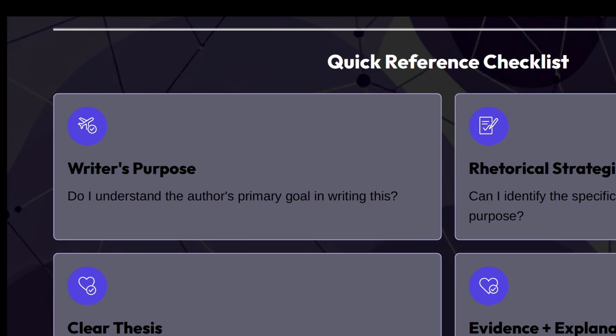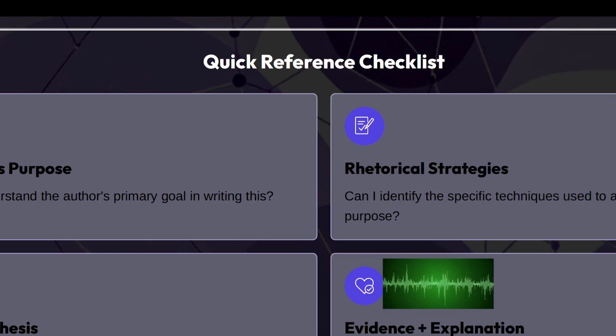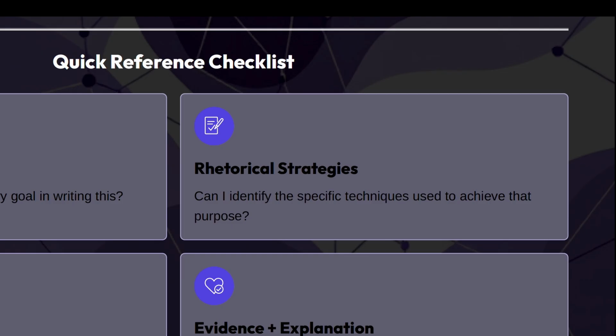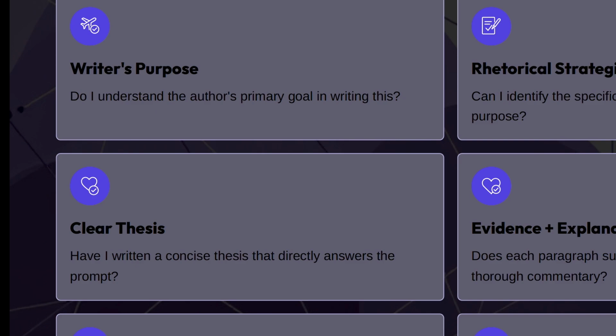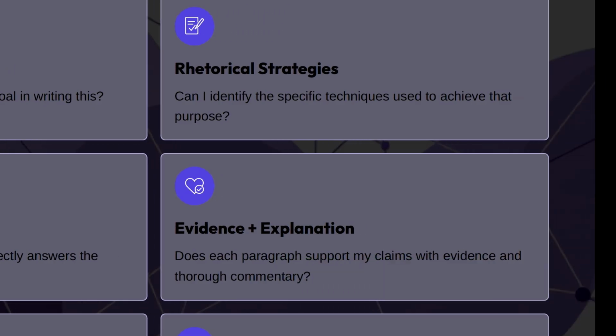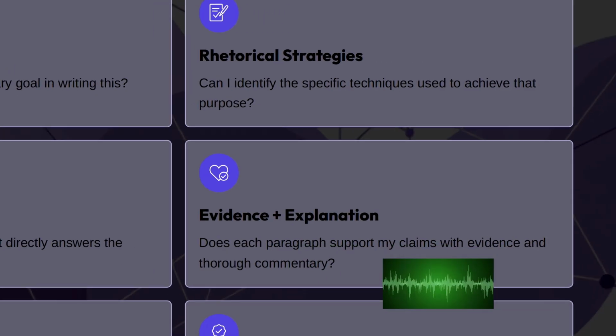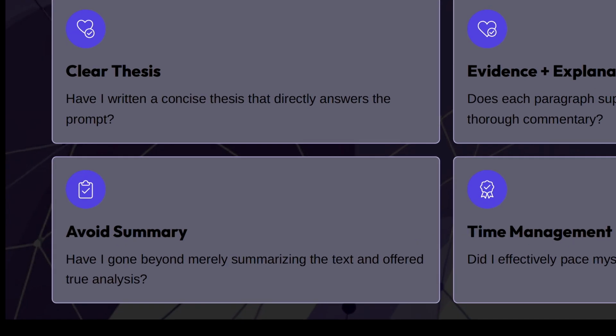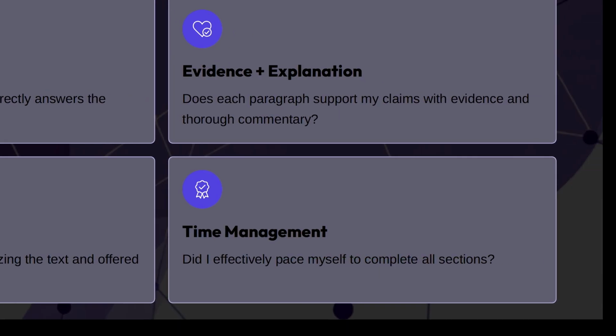Let me give you a quick reference checklist for the test. Writer's purpose. Do I understand the author's primary goal in writing this? Rhetorical strategies. Can I identify the specific techniques used to achieve that purpose? Clear thesis. Have I written a concise thesis that directly answers the prompt? Evidence plus explanation. Does each paragraph support my claims with evidence and thorough commentary? Avoid summary. Have I gone beyond merely summarizing the text and offered true analysis? Time management. Did I effectively pace myself to complete all sections?